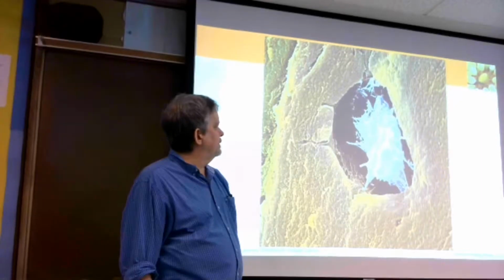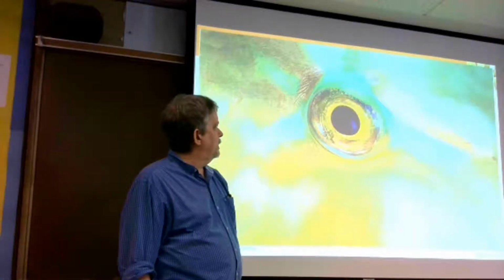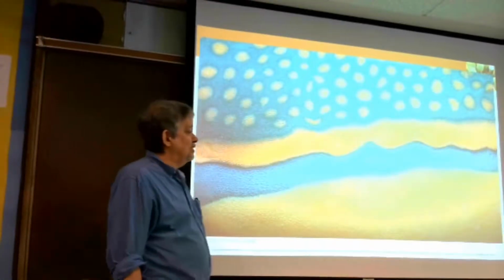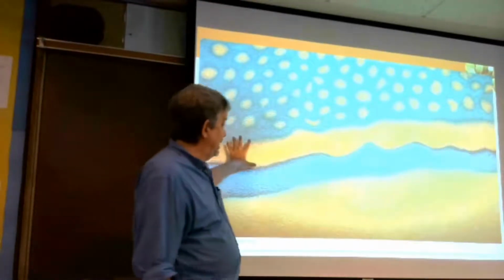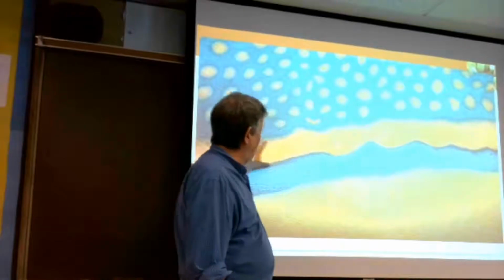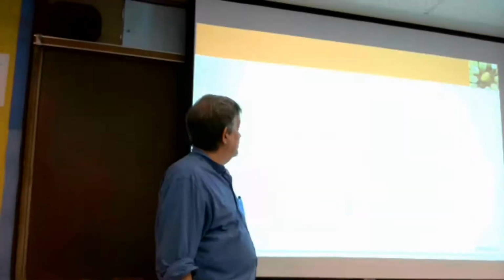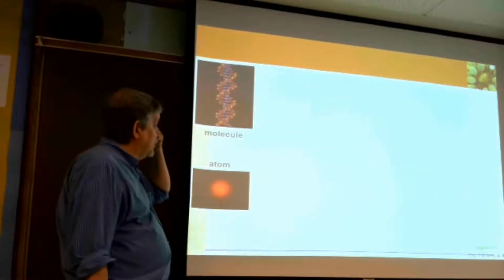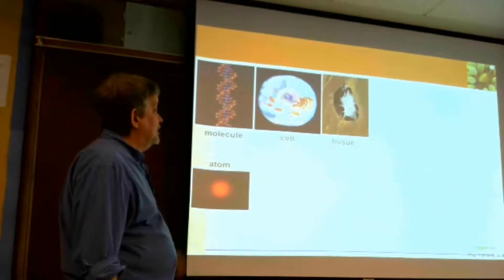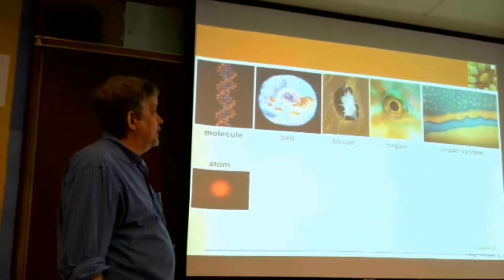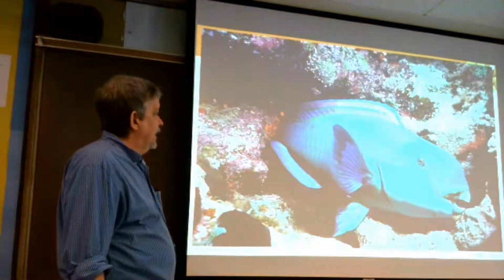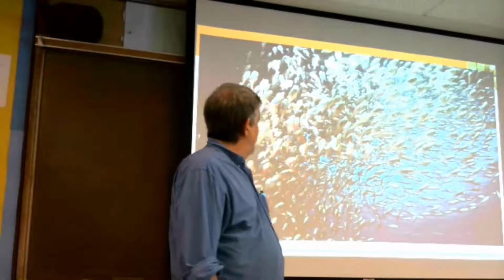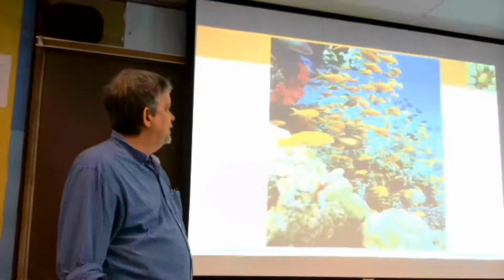There is a tissue, connective tissue. There's an organ. There's an eye of a fish. There's a tissue system. This is the epidermal tissue of the fish, the scales that go on the outside of the fish. And so atom, molecule, cell, tissue, organ system, and there is our organism. There is the fish. And here is a population.